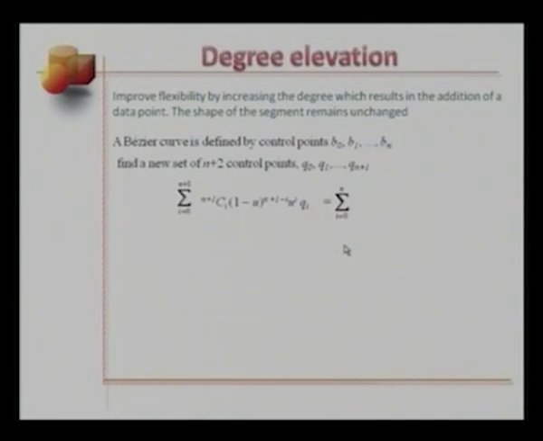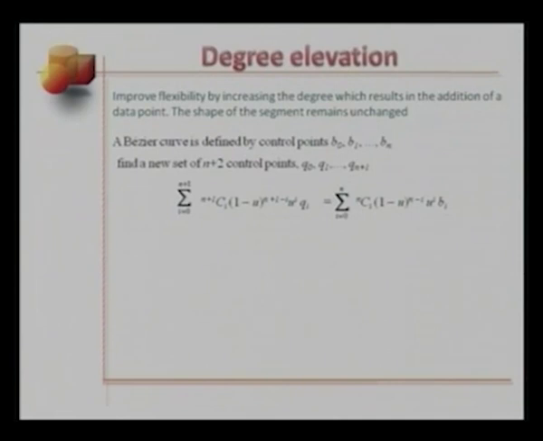The original segment, as you know, is given by summation i going from 0 to n, n combination i times (1 minus u) raised to n minus i times u super i times the original control point b sub i. Now this expression is true for any and all values of u in between 0 and 1. Using this expression, can we determine what q sub i will be for values of i between 0 and n plus 1?